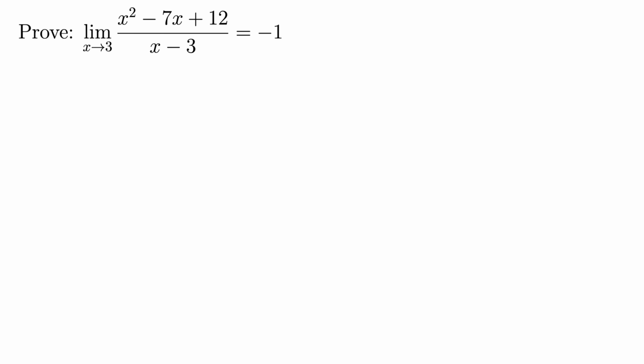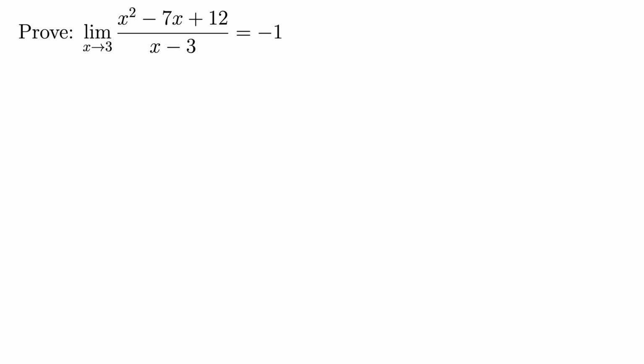In this example, we want to prove that the limit as x goes to 3 of the quantity x squared minus 7x plus 12 divided by x minus 3 equals negative 1. Now first note that this looks like a big scary rational function, but it's actually not. It's actually just a line with a hole in it, because note that this top expression, x squared minus 7x plus 12 factors, and the x minus 3 will cancel out with something, essentially leaving x minus 4 up top.